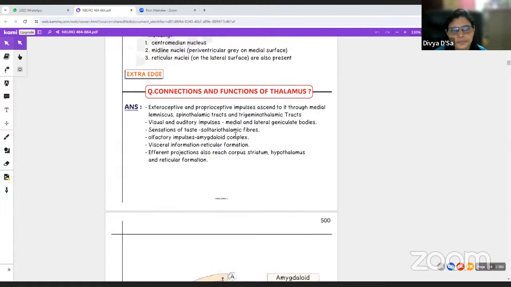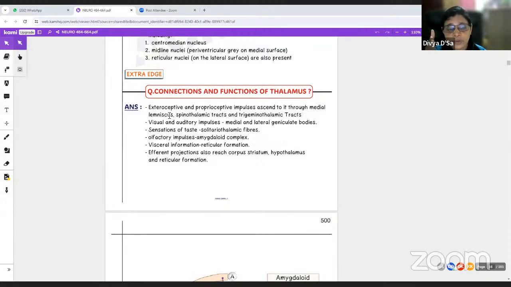So connections and functions of the thalamus. It receives exteroceptive and proprioceptive impulses. These impulses ascend to it through the medial lemniscus, the spinothalamic tracts, and trigeminothalamic tracts. Basically, exteroceptive and proprioceptive impulses are coming through the medial lemniscus, spinothalamic tract, and trigeminothalamic tract. Okay, so all these are formed in the medulla, right?